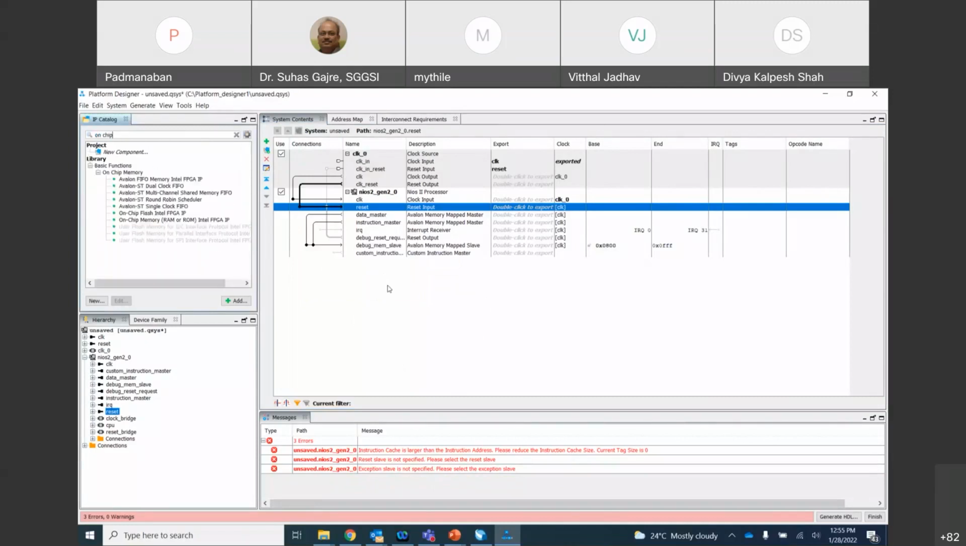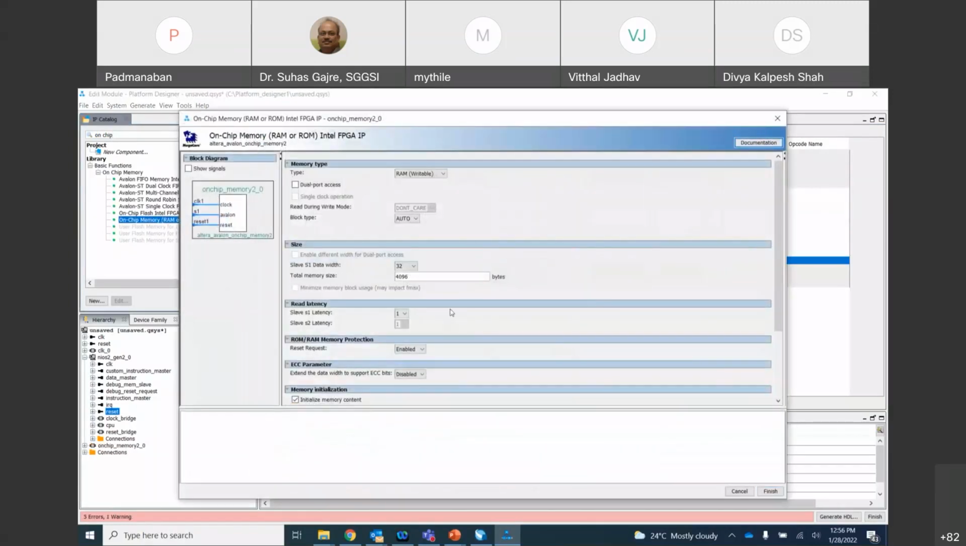You can click this on-chip memory so that you can see whether the tool is able to generate the RAM. You can see on-chip memory, RAM or ROM. You can click that. This is the same RAM which we generated in the IP catalog. If you want a single clock operation, you can click single. If you want dual, then you can take dual port access. If you don't want, it is single port access.